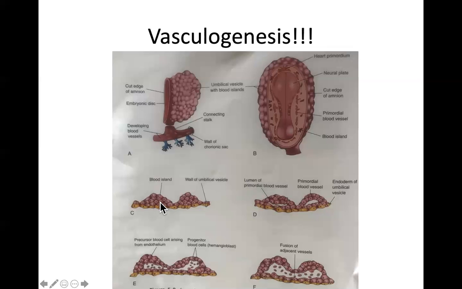So hemangiogenesis only happens in the umbilical vesicle, allantois, and the chorion at this stage. It'll happen in other places during other times. But for now, all the blood is being formed just in those three places: the umbilical vesicle, allantois, and the chorion.